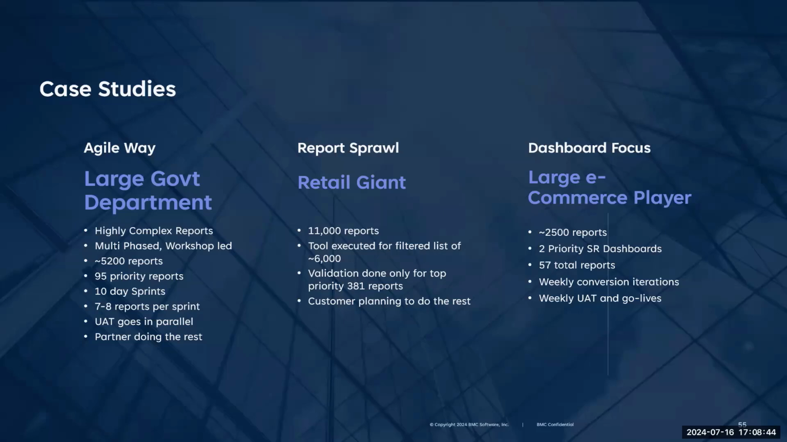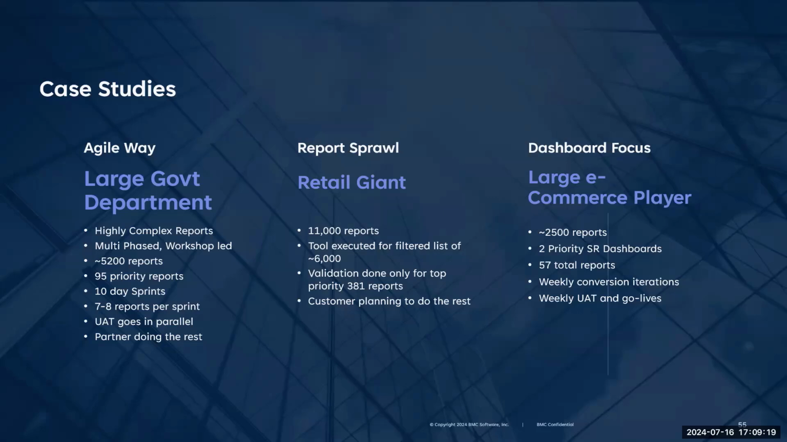Again, 6,000 reports are the reports which were in use, the others were inactive. And then out of those 6,000 reports, the priority reports were only 381. So the validation and more focus was given to these 381 reports, and others were migrated, but they were low priority to be taken up in the next phases. And the customer themselves are doing the rest of the conversion.